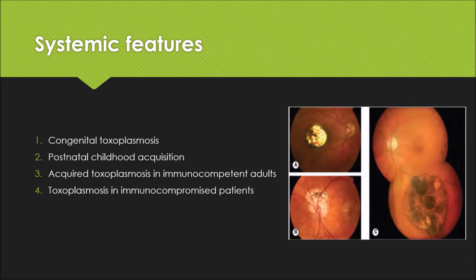So, here you can see this type of scars, like this one at the macula and in the peripapillary area here. These are seen later in life, and this in the peripheral area. Then there is the postnatal childhood acquisition, which probably accounts for over 50% of cases of childhood toxoplasmosis.